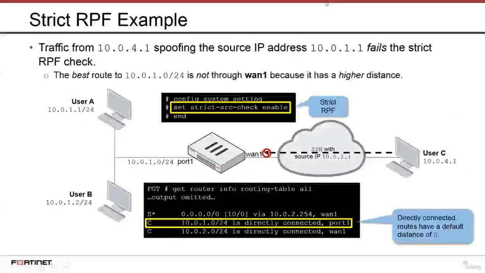So what happens in the same scenario when strict RPF is used? Strict RPF drops the sync packet even though the WAN 1 default route is an active route for the 10.0.1.0/24 subnet. It's not the best route. The best route is through the port 1 interface because it has the lower distance value. Remember, the default distance value for directly connected routes is 0, which is lower than the default route's distance value of 10.